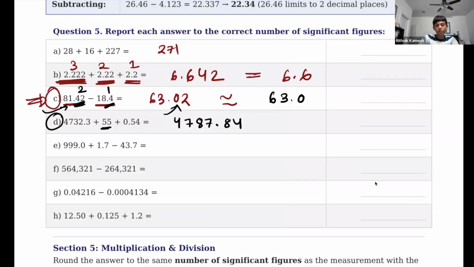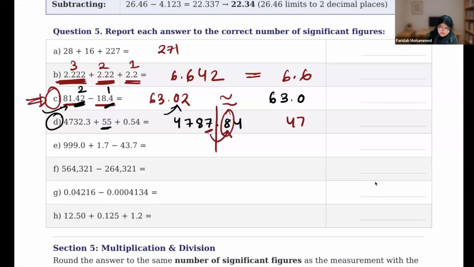Okay, so how do we make it have no decimal place? We rounded up to 4,788. Why do we round it up? Because 8 is greater than 5, so 4,788 is the integer closest to this value. Okay, good job. 4,788. Okay, anyone still does not get it?